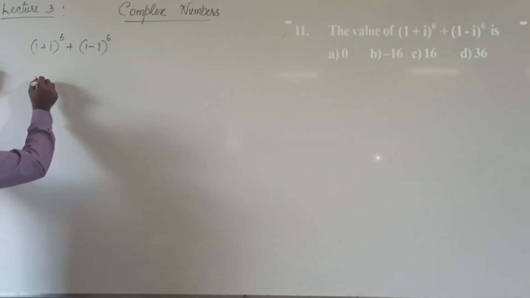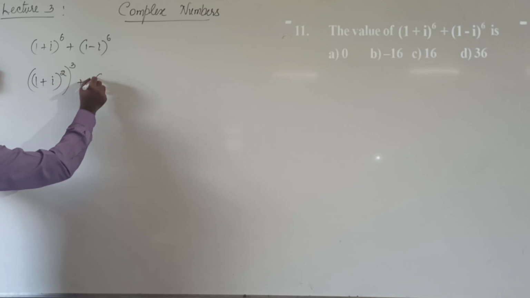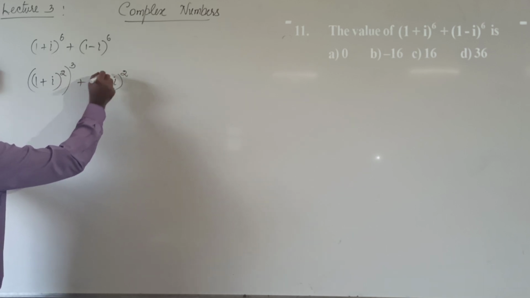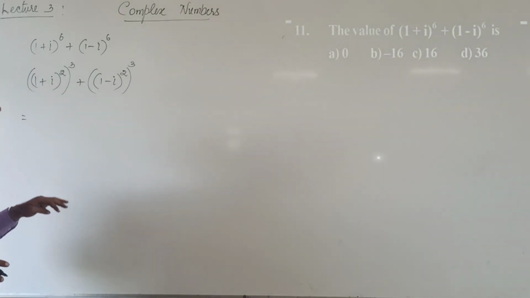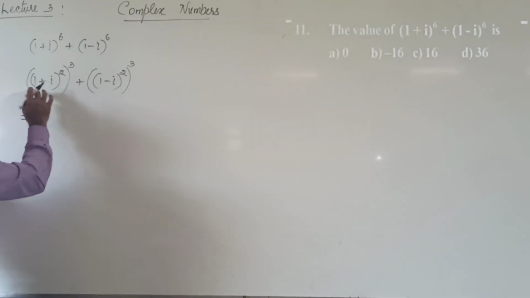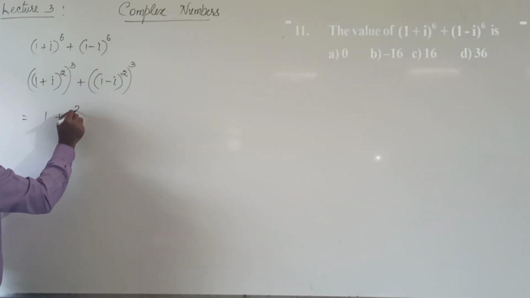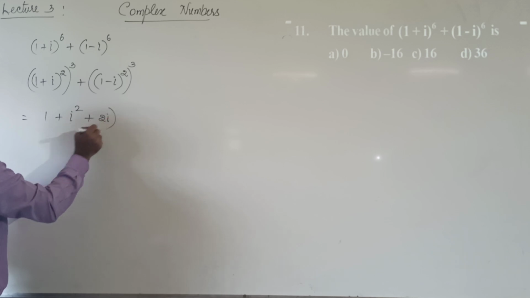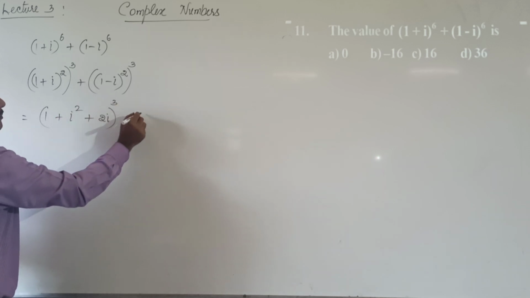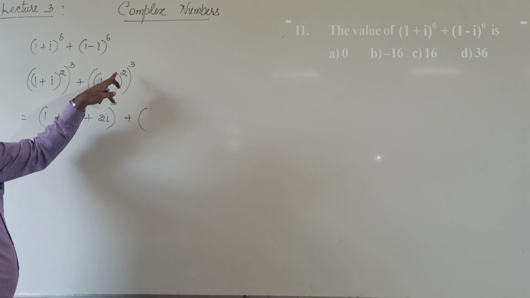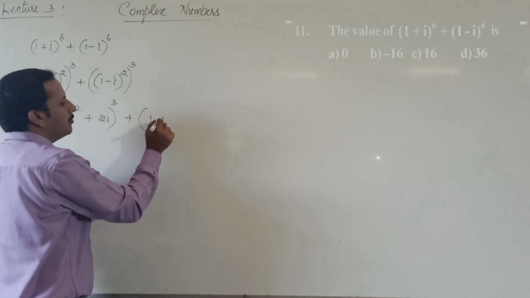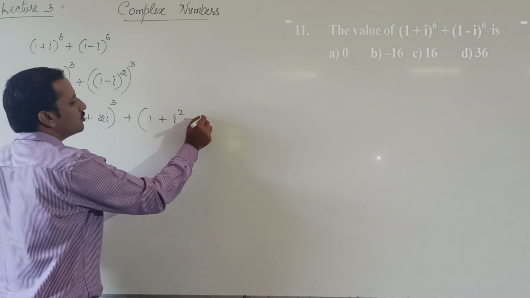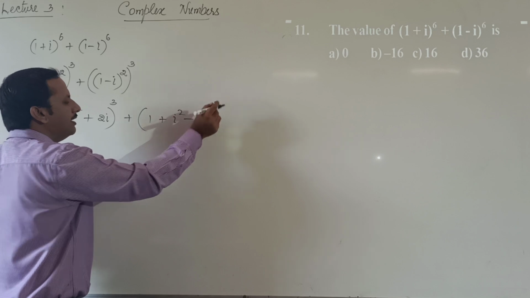I will write (1 + i)^6 as ((1 + i)^2)^3 plus ((1 - i)^2)^3. Then (1 + i)^2, I will expand it by using the (a + b)^2 formula. a^2, that is 1, plus b^2 is i^2, plus 2ab, which is 2i, whole cube, plus here again (a - b)^2 I am using. a^2 is 1, plus b^2 is i^2, minus 2ab, that will give you minus 2i, whole cube.